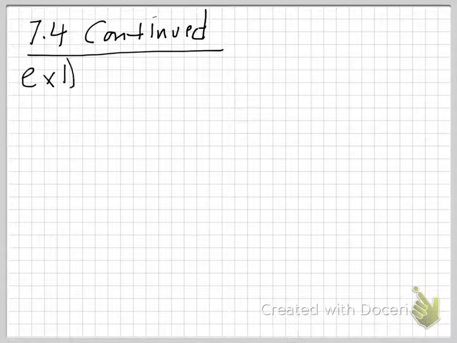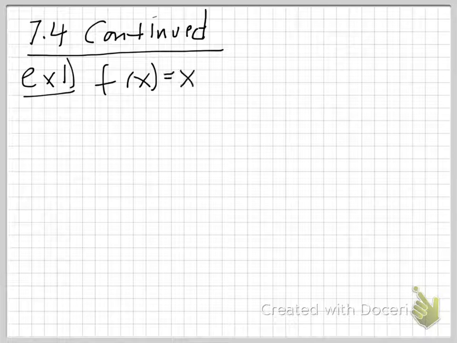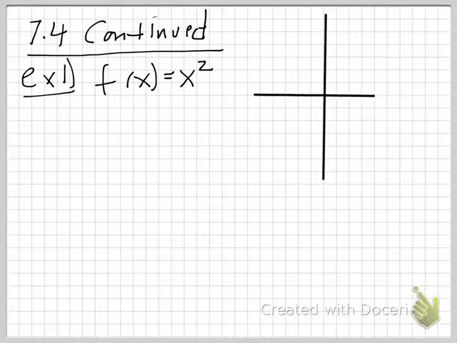Let's look at the function f of x equals x squared. Now, if you can use your graph paper to do this lesson, that'd be ideal, because we're going to take a look at some graphs, and we're going to actually graph f of x equals x squared, and then we'll take a look at its inverse.